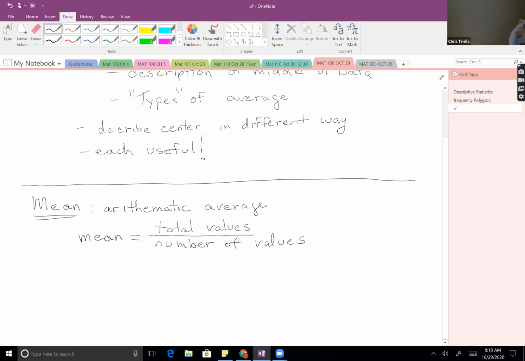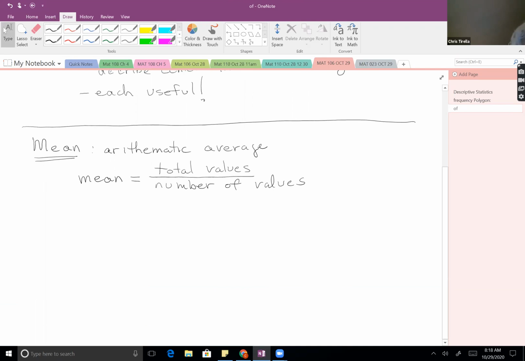Let's look at a little bit of notation before we look at examples. Usually the mean is written as an X with a line over it, and it's called X bar.